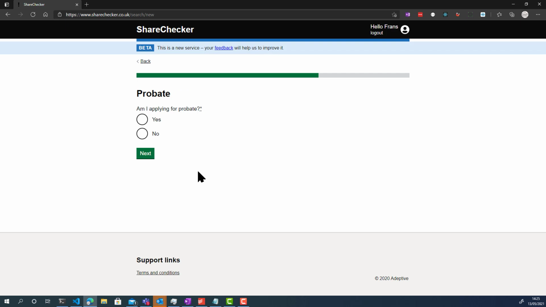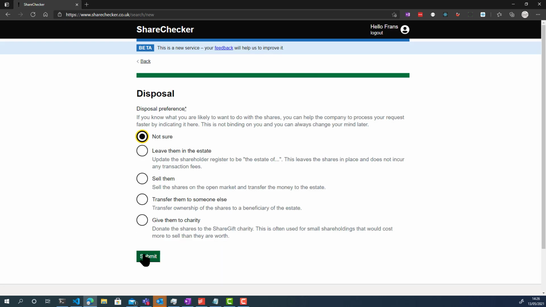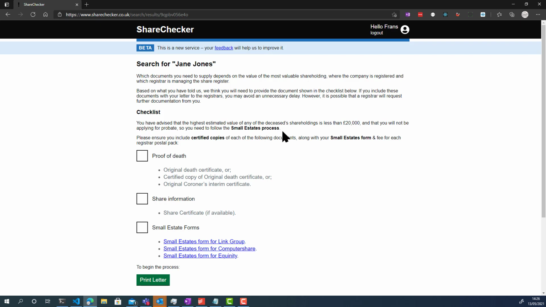In this case, we have determined that because of the lower value of the shares, we can probably use what's called a small estate process. However, we do check whether you are applying for probate, because if you do, you always have to go through the other process anyway. So in this case, we're saying we're not going to apply for probate. We don't know how we're going to dispose of the shares. And that has then determined that we can use the small estate process.